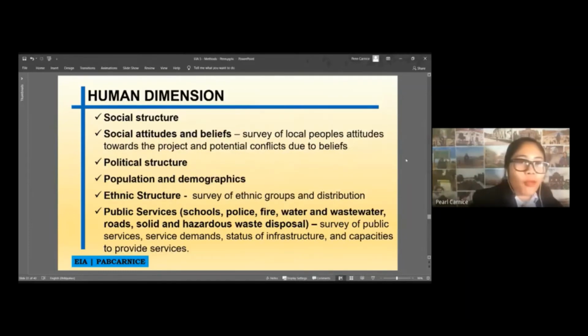Of course, we have to consider also the human dimension. So, of course, the social structure, social attitudes and beliefs, the political structure, population and demographics, ethnic structures, and public services. For example, schools, police, fire, water, wastewater, road, solid, hazardous, and waste disposal. Because there are also cases that the project is very beneficial to the community.